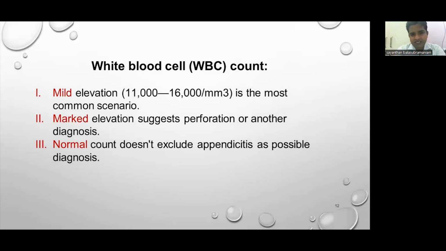You see, mild elevation of 11 to 16,000 is the most common scenario. If you see patients on the first or second day, most of the time they may have mild elevation of the WBC count. But marked elevation suggests perforation or another diagnosis like pyelonephritis. So always think about mild elevation. Even an appendicitis patient may have mild elevation, or even a normal blood count is possible with appendicitis. You see, a normal blood count will not exclude appendicitis.